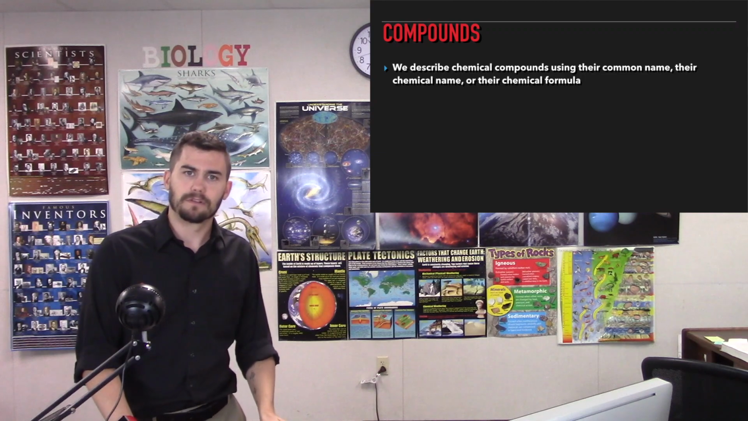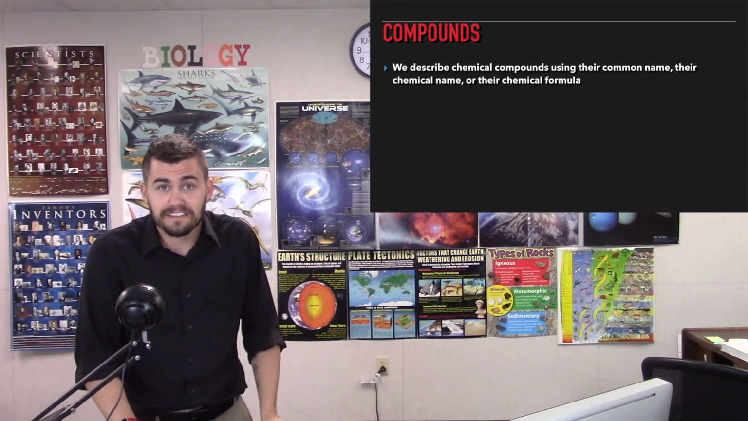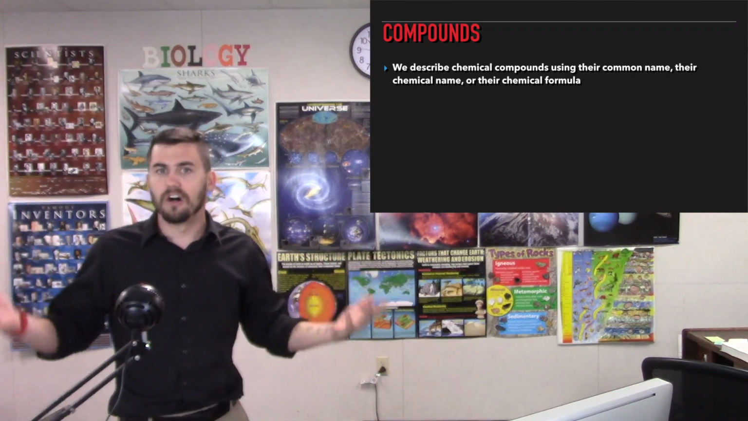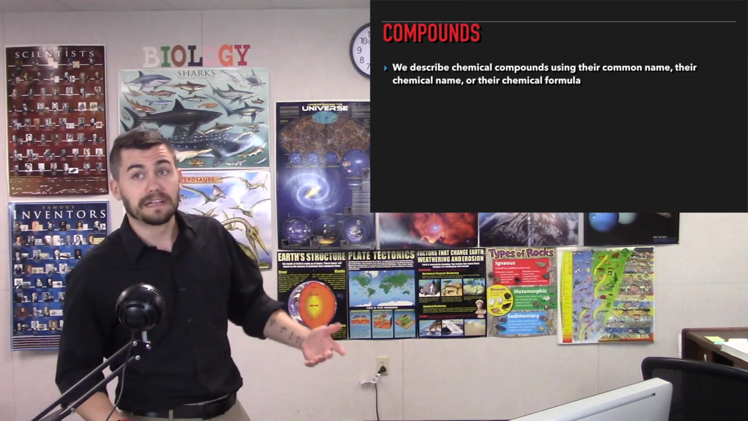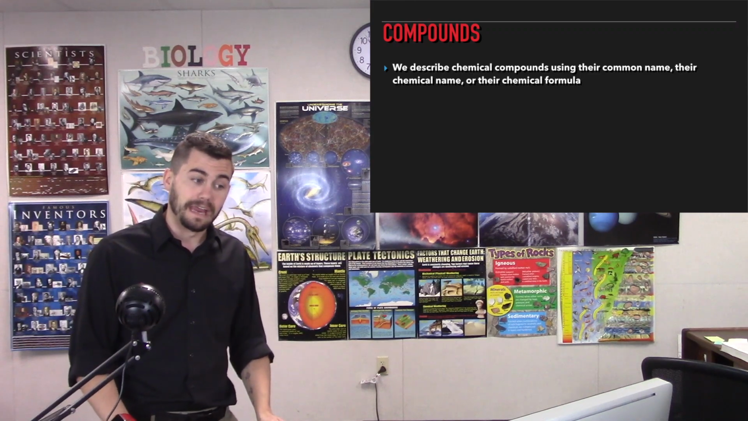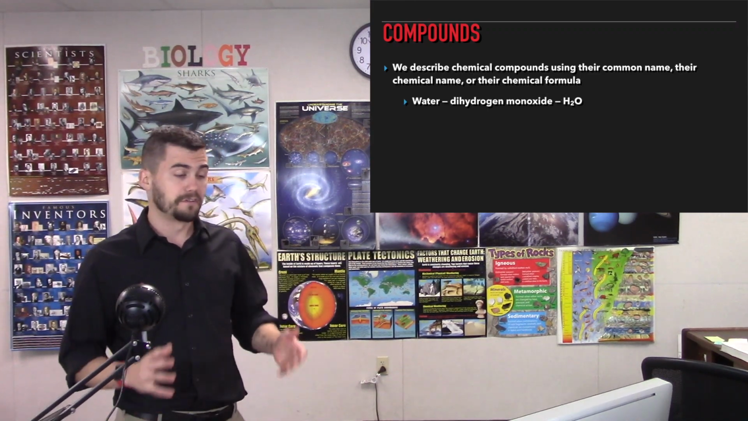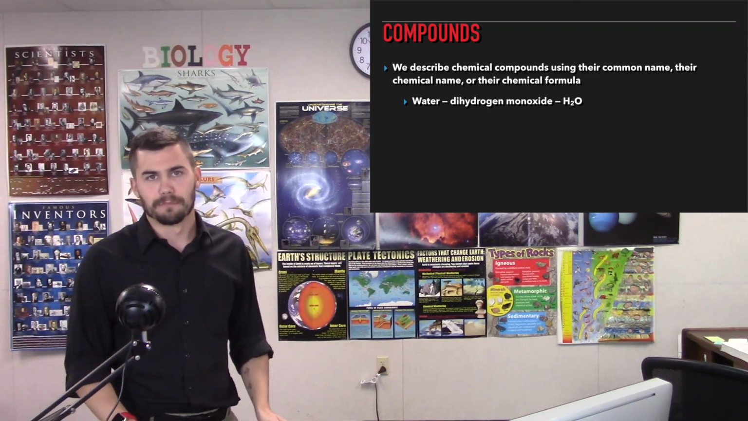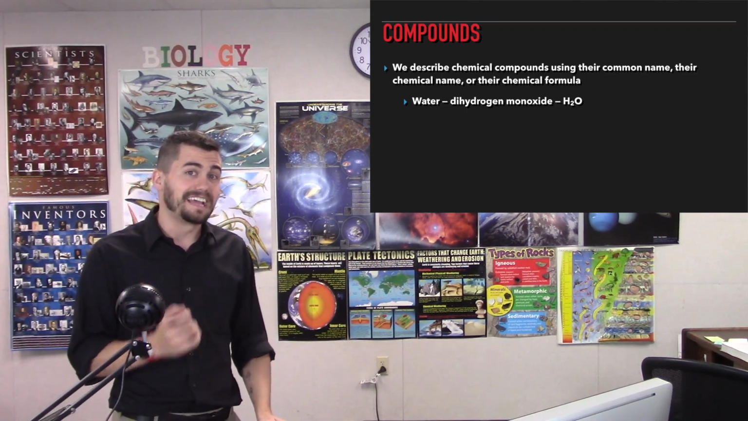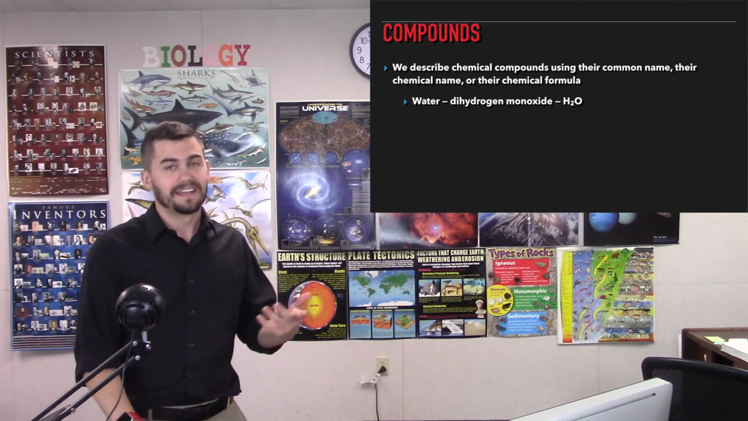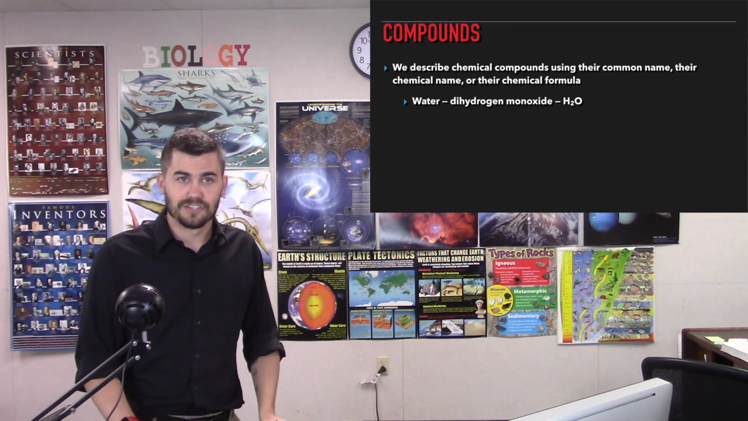When describing chemical compounds, we do this in different ways, and we will be describing all kinds of different compounds in this class throughout the year. So we can use their common name, their chemical name, or their chemical formula. So water, you will never hear me call water dihydrogen monoxide ever again, but technically that is its chemical name, or we use its formula, H2O.